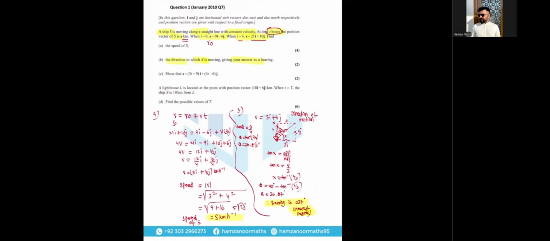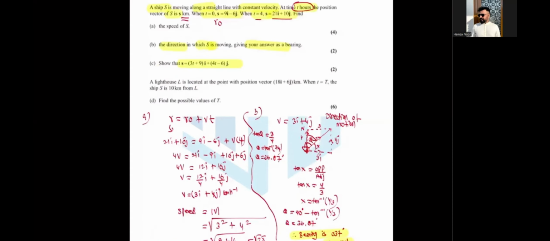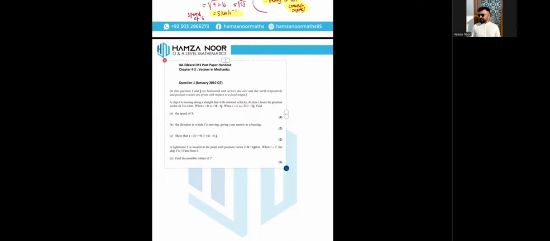The requirement of part C is to show that the s vector in the form of i and j is this, where t is unknown. The i component is 3t plus 9 and the j component is 4t minus 6. We need to show this. All right, so I'm going to bring the picture of the question on the next page so we can do working over here.